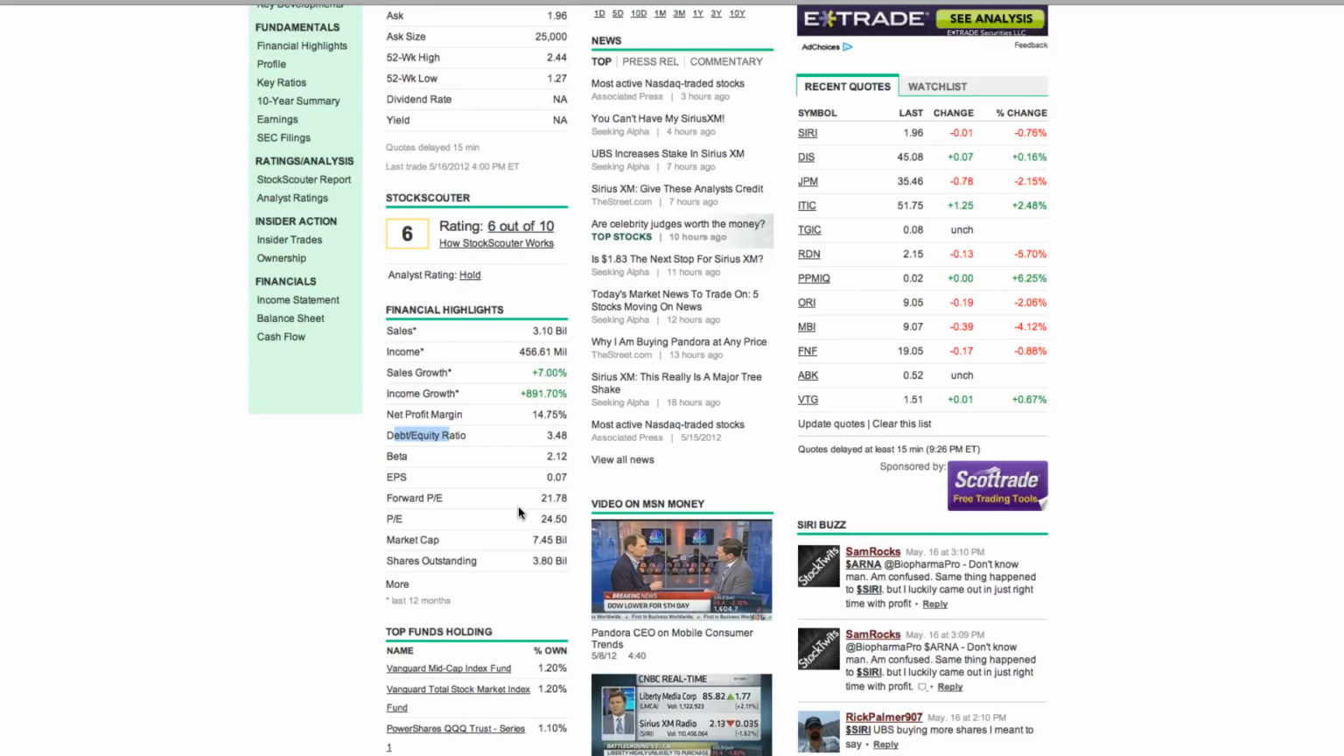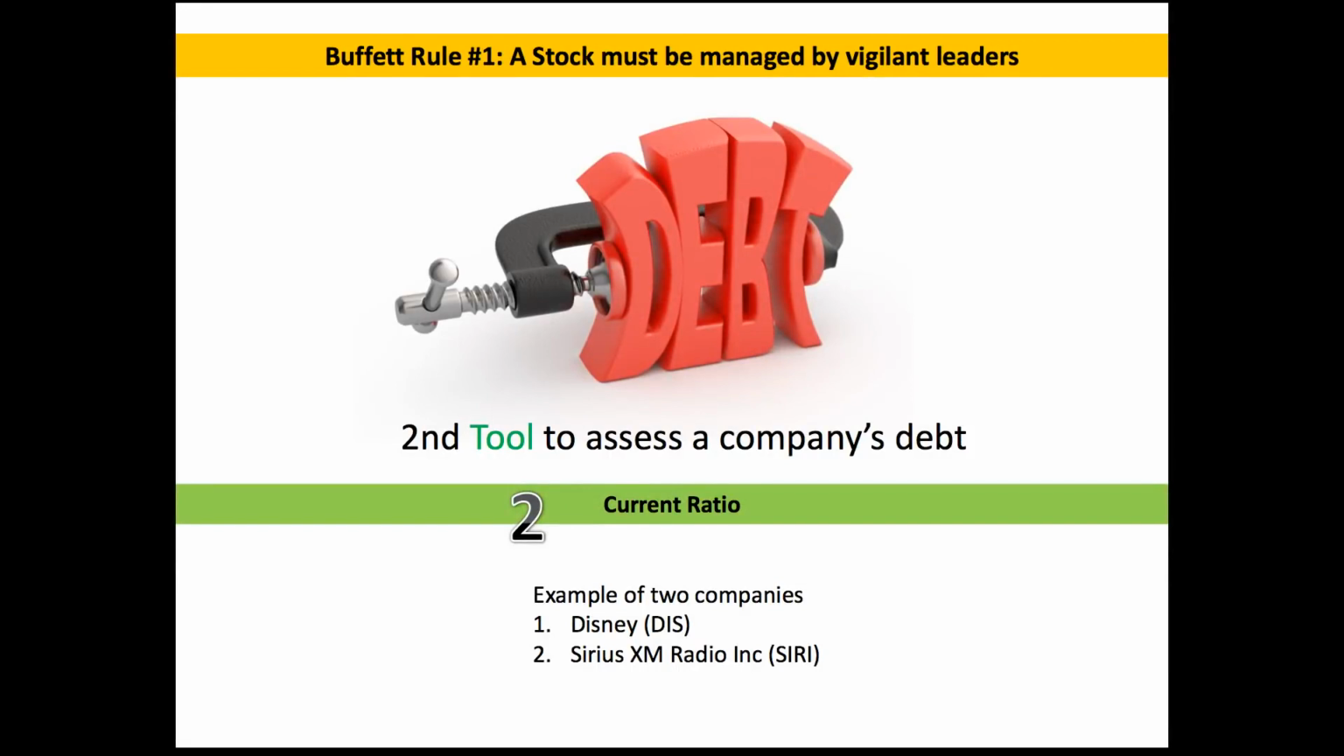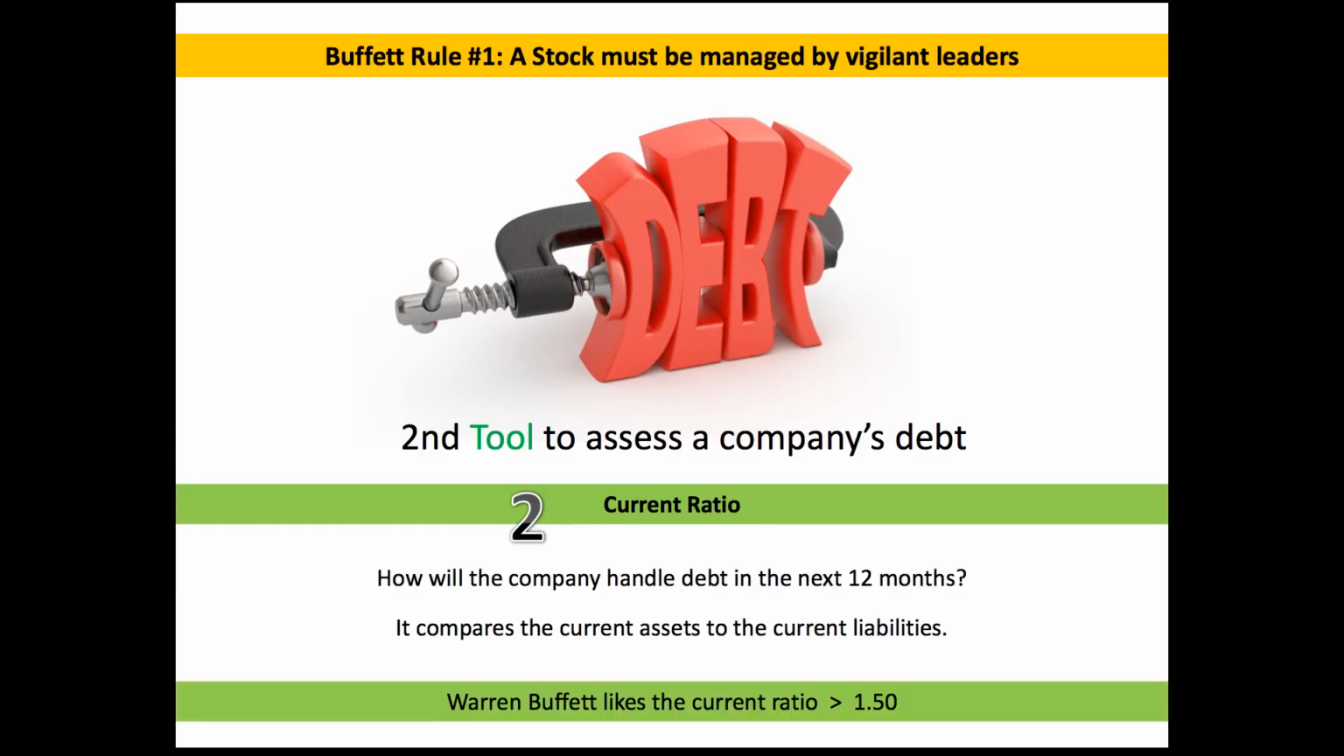So let's go back and check out our next tool, which is the current ratio. Okay, like before, we're going to use Disney and Sirius again to assess the current ratio. So what is the current ratio? It gives us an idea of how the company will handle debt in the next 12 months.